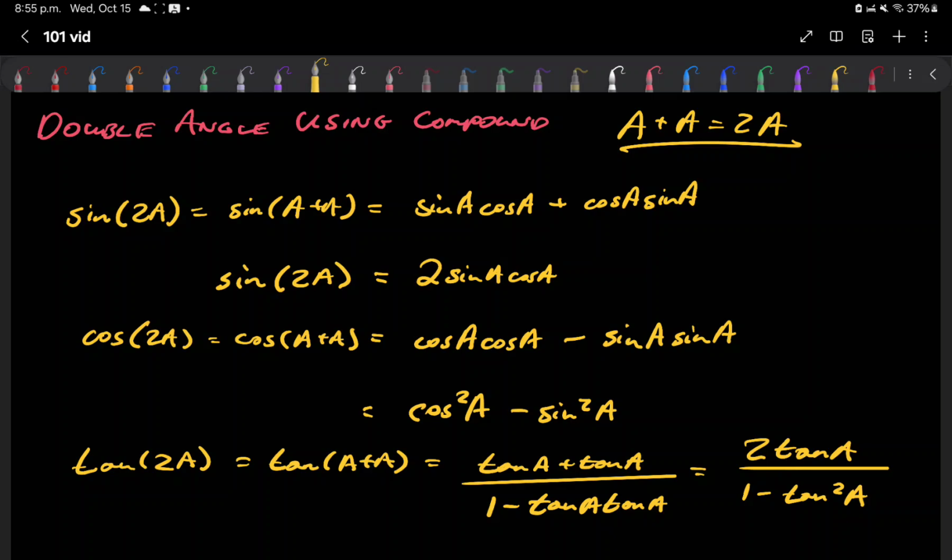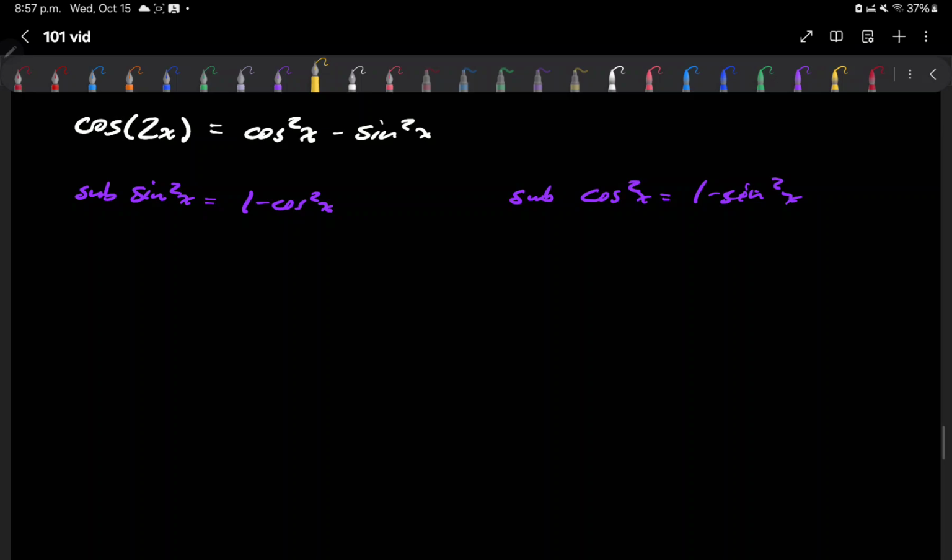One more thing before we move on, we can also substitute our Pythagorean identity into the cos double angle identity. Obviously you can sub in for sine or sub in for cos to get your cos double angle identity all in terms of another. So let's take a quick look at that.